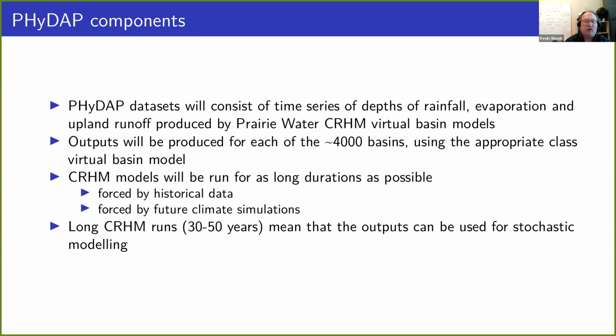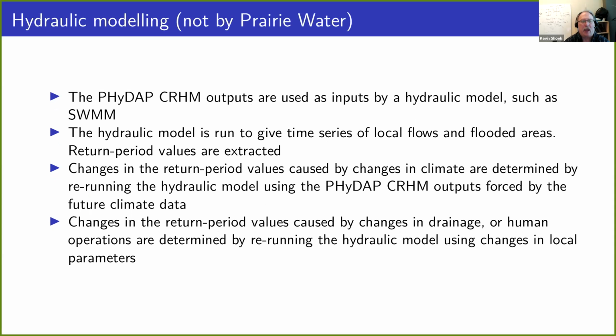The CRHM models will be run for as long durations as possible. We will force them with historical data and future climate simulations. And if we can do these for long runs, the outputs can be used for stochastic purposes. This is the idea, to bridge the gap between deterministic and stochastic modeling.